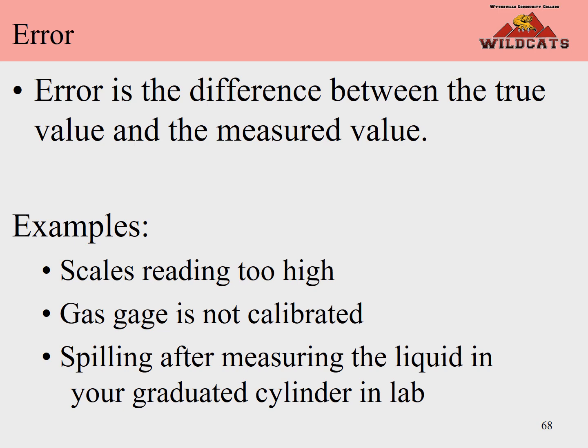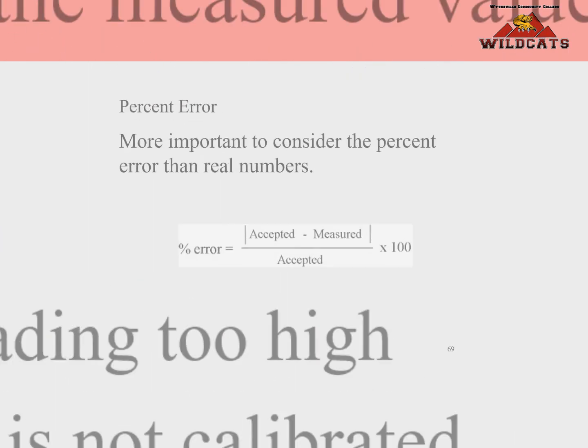Error is the difference between the true value and the measured value. So what we're doing is we're looking at accuracy. Scales reading too high, a gas gauge that is not calibrated, and spilling after measuring the liquid in your graduated cylinder are all examples of where you can lose accuracy. You could still end up with the same precision because you could end up reading the same thing, getting the same number over and over again, but it's not getting the accurate or correct value.